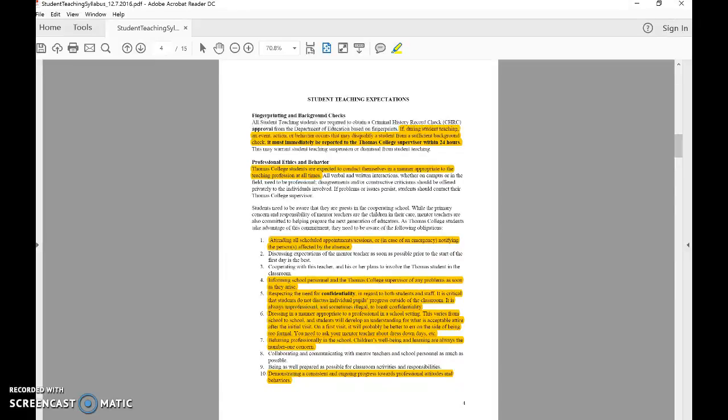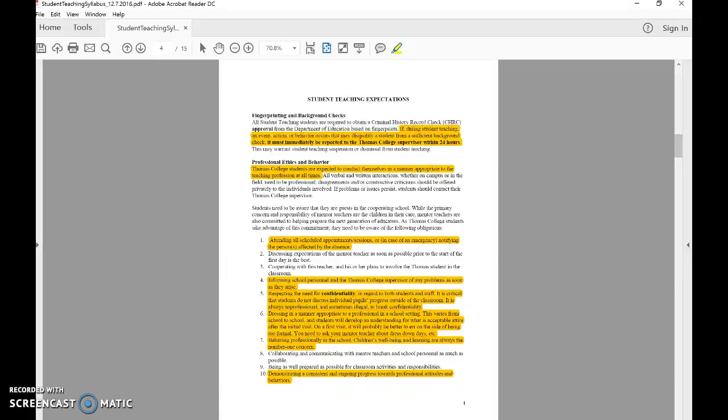Within the school, you do need to behave professionally. Children's well-being and learning are always the number one concern within a school. You should always be making decisions based on what's in the best interest of your students. Keep in mind that safety is something to be incredibly aware of, and you should be aware of all of the safety procedures in your classroom and in the school.